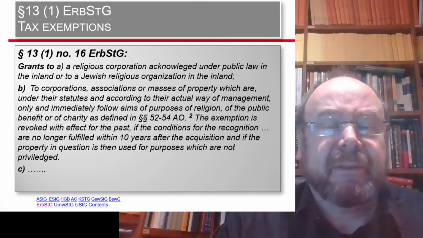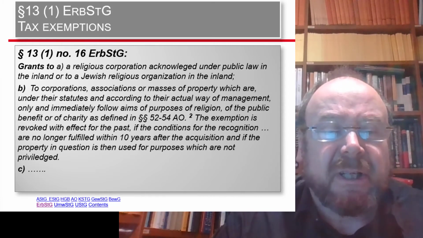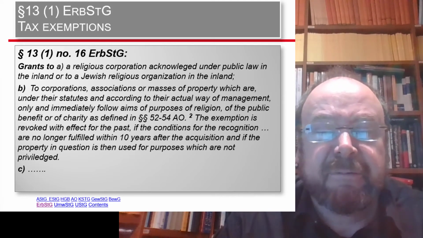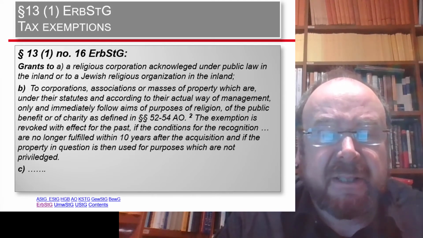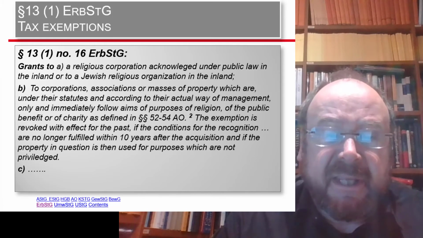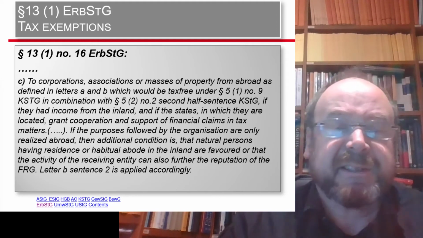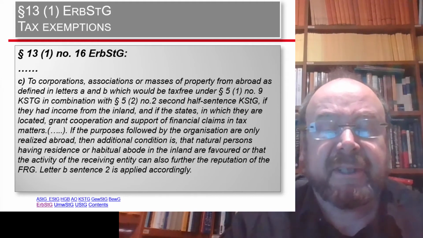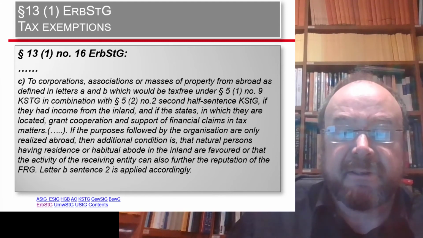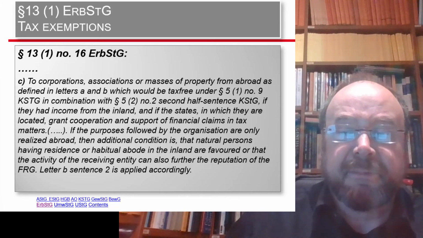Number 16. Grants to a religious corporation or to corporations or masses of property which are, under the statutes and according to the actual way of management, only and immediately following the aims of religion, of the public benefit, or of charity as defined in 52 to 54 AO. And yeah, that would be of interest. Or to corporations, associations, or masses of property from abroad as defined in letters A and B, which would be tax-free under 5.9. Well, now the Red Cross is not from abroad.